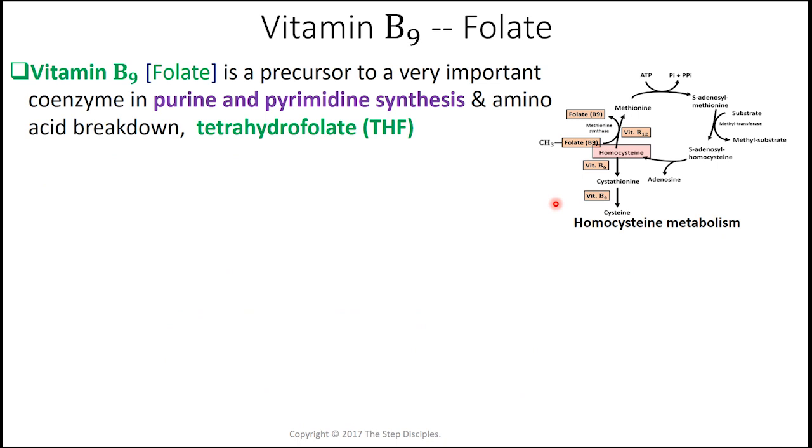Move on from vitamin B7, which is known as biotin, important for growth of hair and nails, and move on to vitamin B9, which is the folate. So vitamin B9 or folate is the precursor to a very important coenzyme in purine and pyrimidine synthesis and amino acid breakdown. It leads to the formation of tetrahydrofolate.